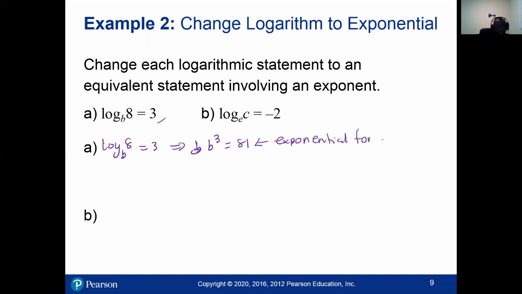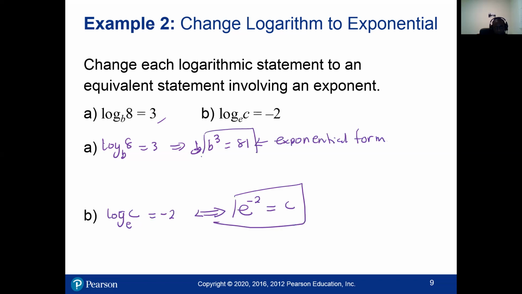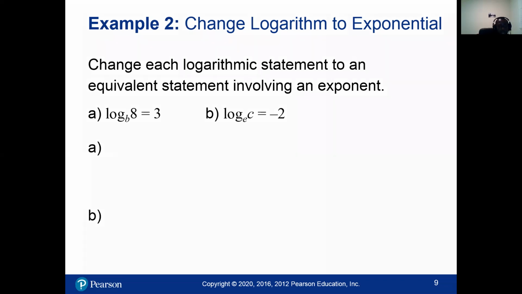Then part B2, we have log of c to the base e is equal to -2. So this is true if and only if the exponential form will be e raised to -2 is equal to c. So that will be your answer. We are not solving for c, just writing it in exponential form.